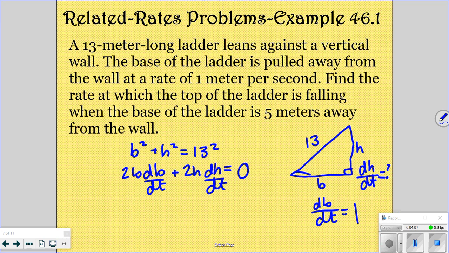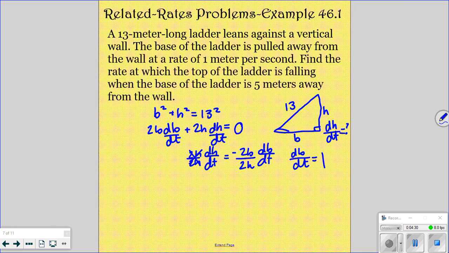And it wants us to find dh over dt. So let's solve for dh over dt. So we'll have 2h dh over dt equals negative 2b db over dt. And then we want to divide by 2h on both sides of our equation. And so dh over dt is negative b over h, times db over dt. So they told us that db over dt was 1, so we can go ahead and plug that in.